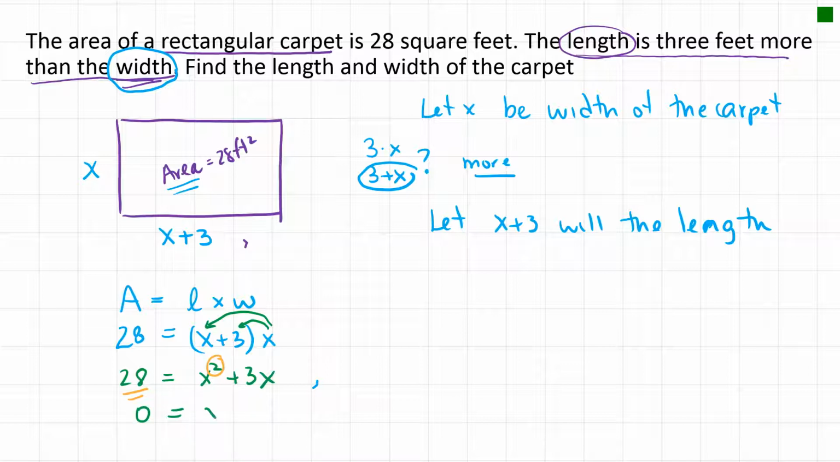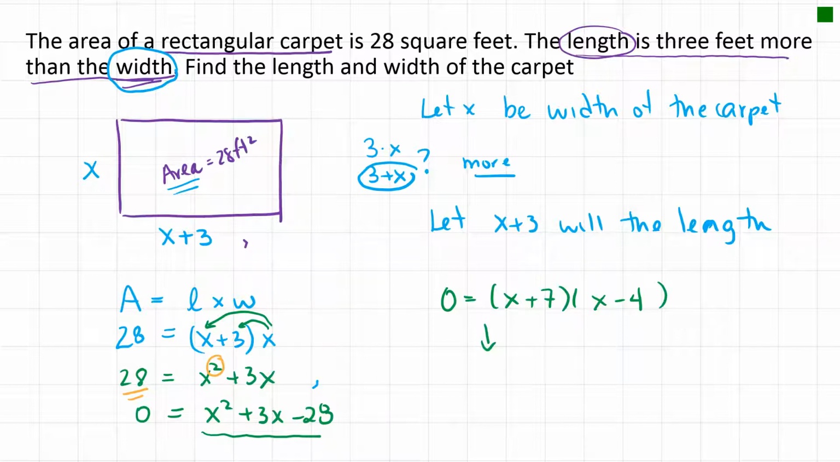So make it equal to 0 by subtracting 28 from both sides, and I've got a simple trinomial, which I'm going to factor. It multiplies to give me negative 28 and adds together to give me 3. So x plus 7 and x minus 4. Hopefully you're getting quite good at that by now. And then I'm going to solve these separately. So x plus 7 equals 0, so x equals negative 7. And x minus 4 equals 0, so x equals 4.